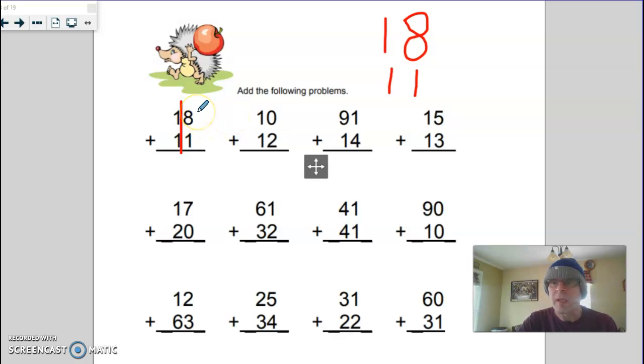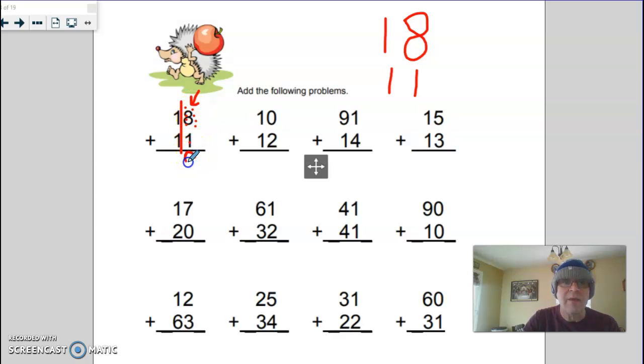Now, remember, at this point, we put our dots on our numbers. We're going to start at the top of the ones. This 8 is going to get 8 dots. 1, 2, 3, 4, 5, 6, 7, 8. And the 1 gets 1 dot. Then I'm going to count them up. 1, 2, 3, 4, 5, 6, 7, 8, 9. And I'm going to put that answer to my ones column right below my ones.